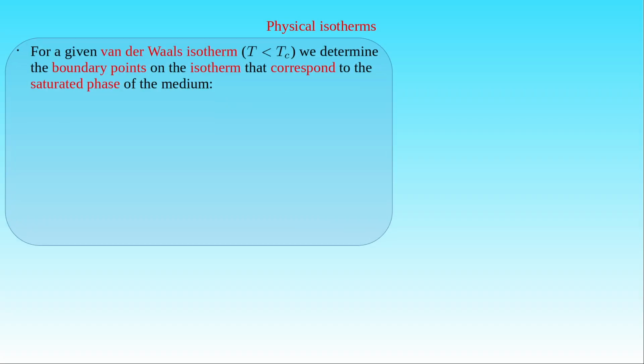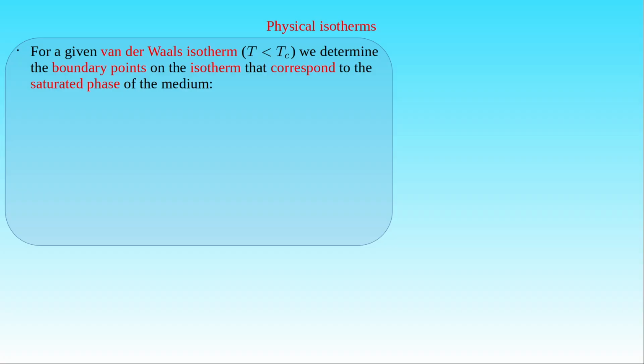We have presented a method called Maxwell construction providing the correct description of the physical state of real gases in the unstable region of the isotherms of the van der Waals gas used as an approximation. For a given van der Waals isotherm for temperatures less than the critical temperature of the gas, we had to determine the boundary points on the isotherm that correspond to the saturated phase of the medium. We have discussed two approaches to construct a physical isotherm based on finding the boundary states of the phase transition. Both of the approaches use two criteria imposed on the boundary states formulated in mathematical equations, which can be solved by applying some numerical method.